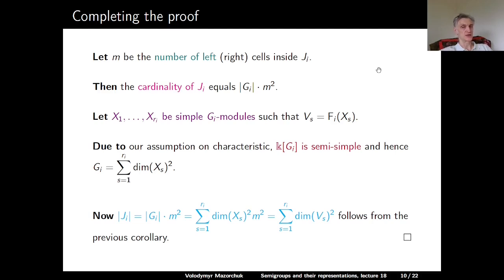But since we know that the dimension of the simple S module with apex G_i equals the dimension of the simple G_i module times the number m of right classes, we can rewrite this formula as the sum of the squares of the dimensions of simple S modules with apex J_i. And this completes the proof.